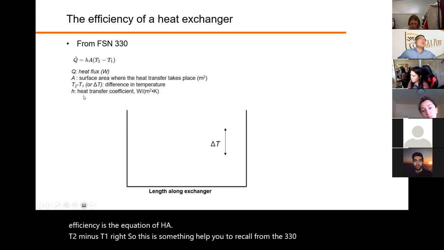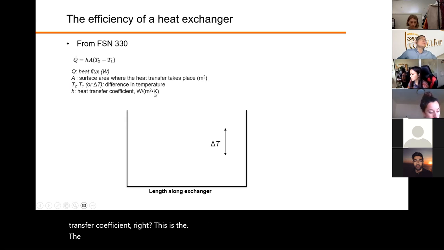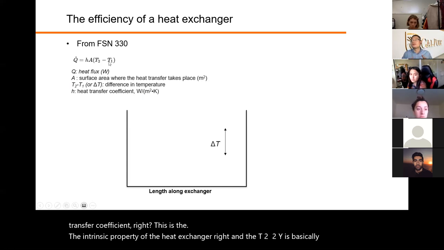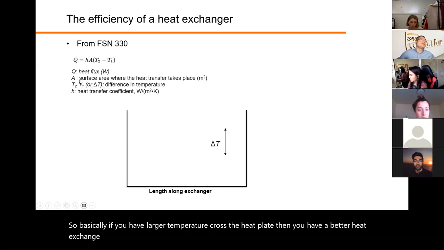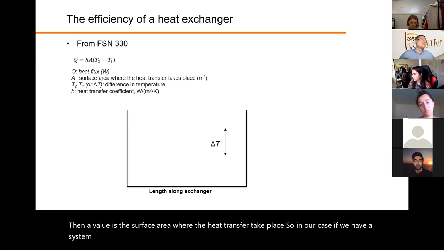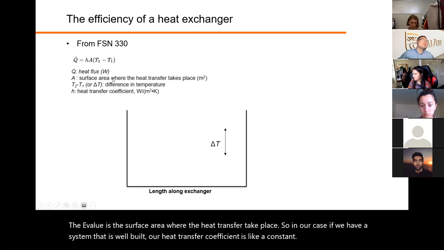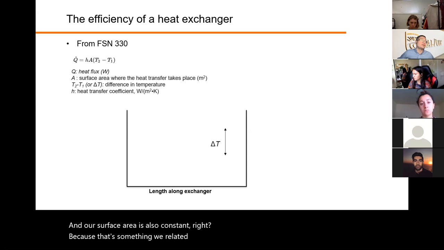The H value is the heat transfer coefficient, the intrinsic property of the heat exchanger. And T2 minus T1 is basically the temperature gap. So if you have a larger temperature gap across the heat plate, then you have a better heat exchange efficiency. The A value is the surface area where the heat transfer takes place. So if we have a system that is well built, our heat transfer coefficient is a constant, and our surface area is also a constant, because that's related to the tube, and we cannot replace the tube.